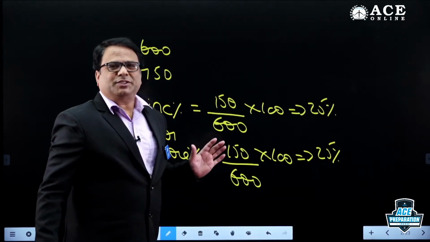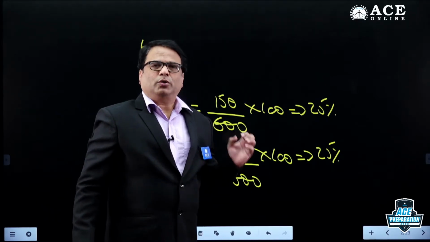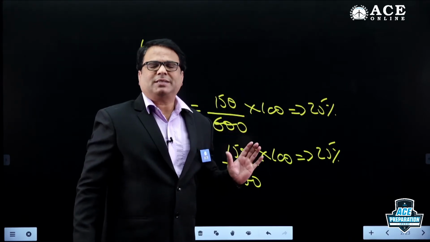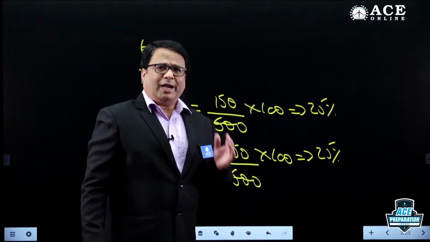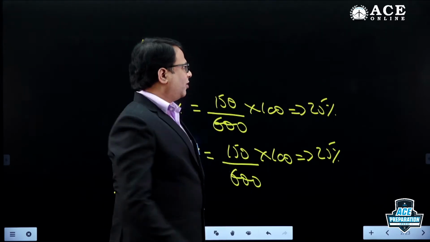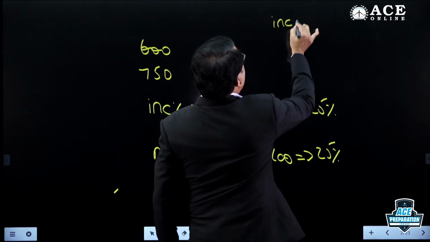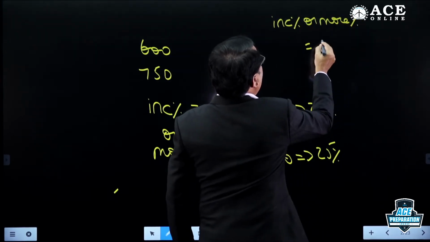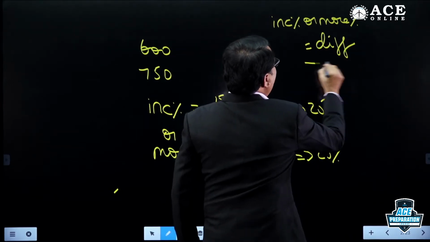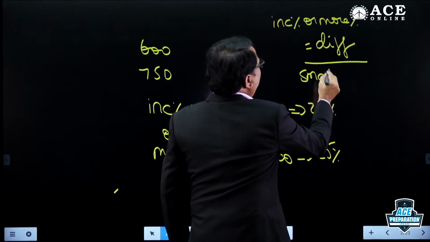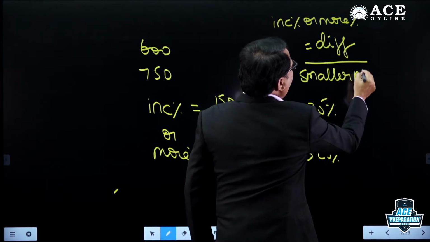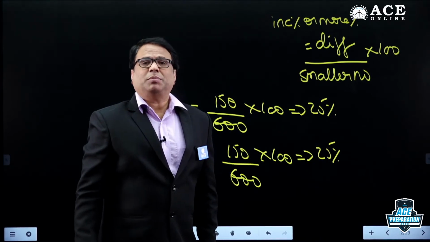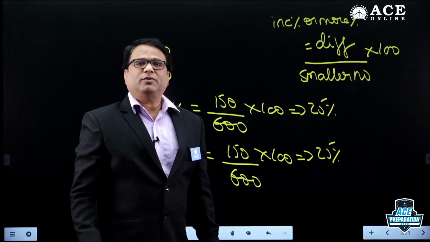So this is the calculation. You can call it as increase percent or you can also call it as more percent. Okay, this is one of the very basic calculations in percentages. And if you need, I can also give you a formula for this. That formula is: increase percent or more percent equals difference by smaller number into 100. You can use it for both.